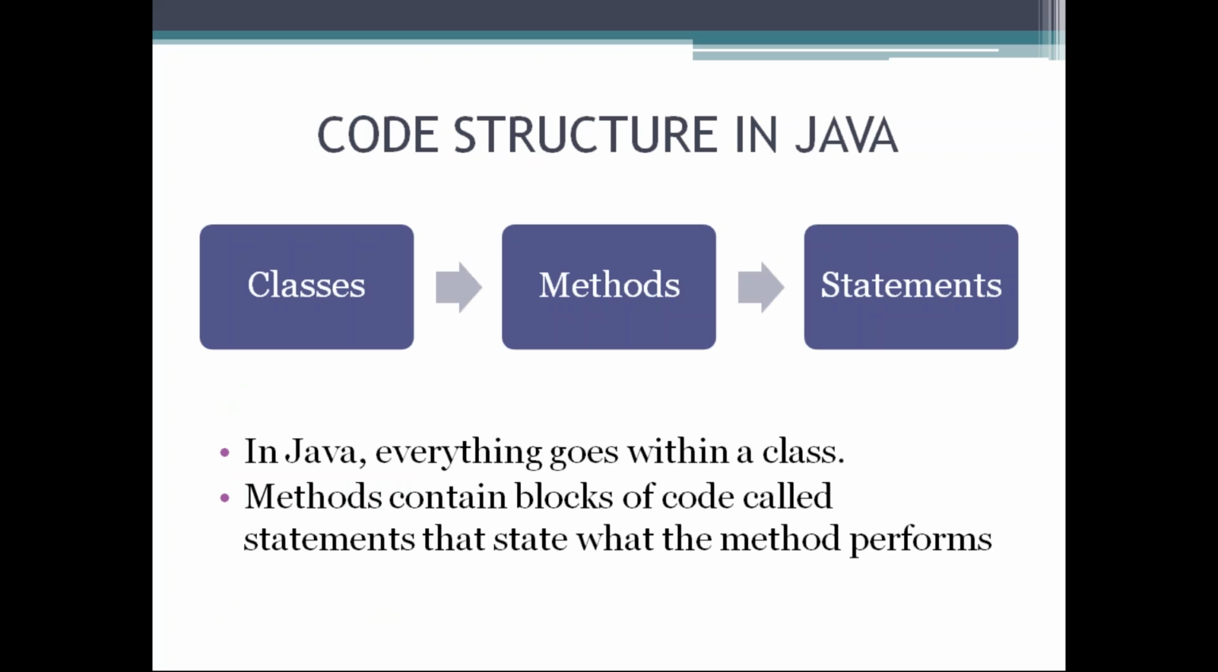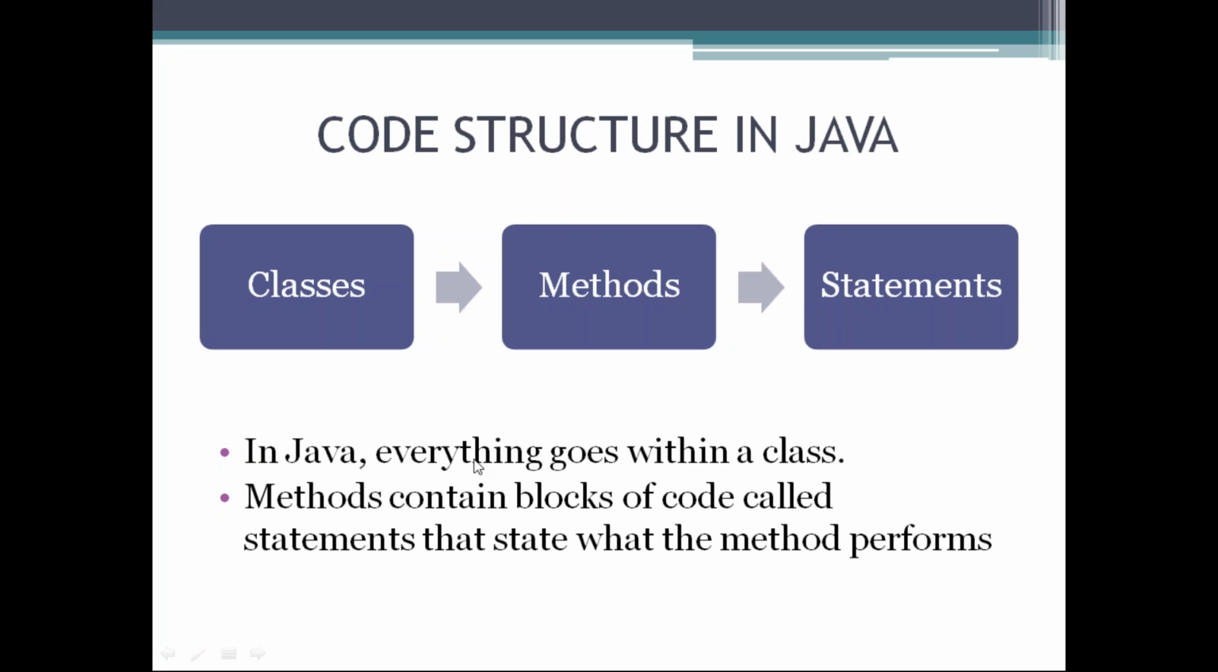So the code structure in Java. Like we said earlier on, Java is an object-oriented programming language. That is, everything in Java is written within a class. So whenever you're writing your code, at the outermost part of it, there will be a class. Within the class, you will have methods. Methods are nothing but blocks of code, and within these methods, you will be having your statements.